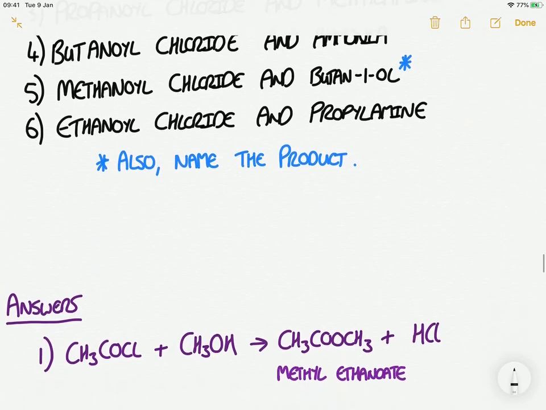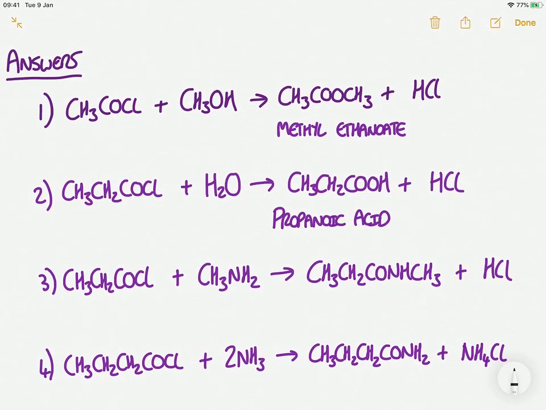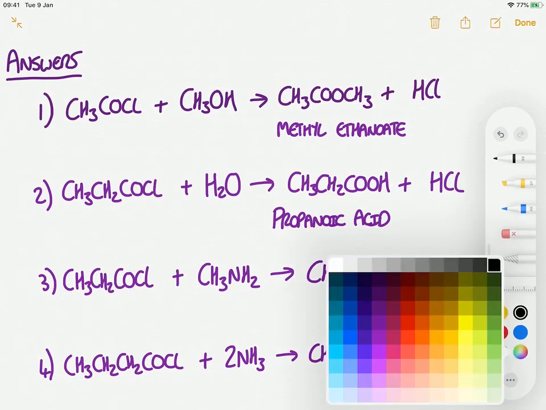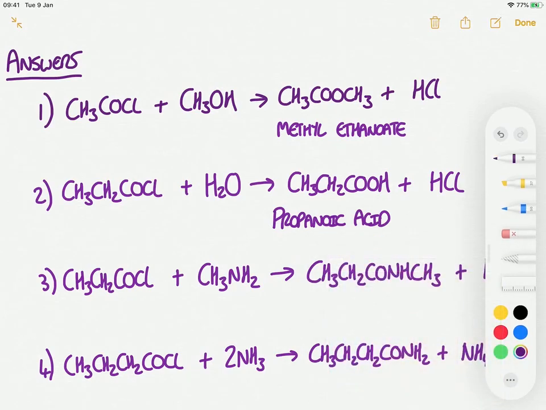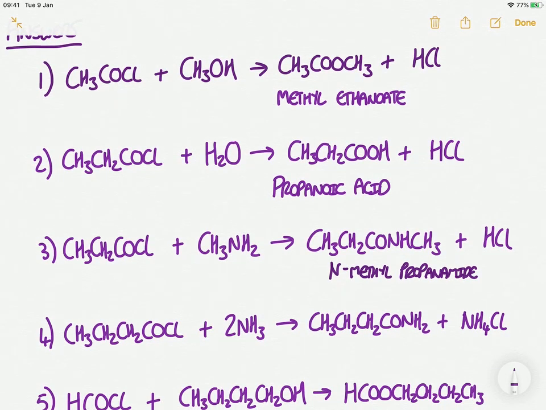Right then, solutions. Okay, 1 through to 4, pause the video, check your answers. If you're keen and you want to have a go at these, let me just very briefly, okay, this would be N-methyl propanamide. Okay, I'm not asking you to have done that, I'm just saying if you did have a crack, then that would be the correct answer. Okay, this one, number 4, would be, so that's just butanamide.